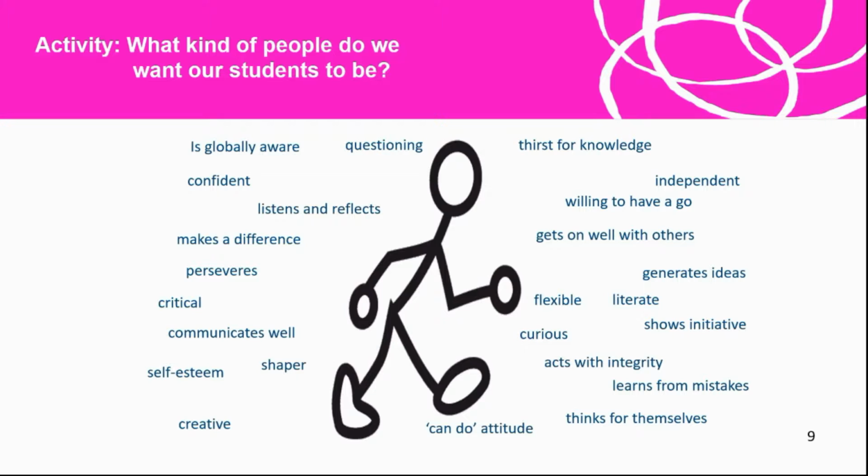We want students who can learn from their mistakes. So the school environment should be a place where they are not afraid to fail, but also a place where they can learn from their mistakes. They think for themselves and they have a can-do attitude.